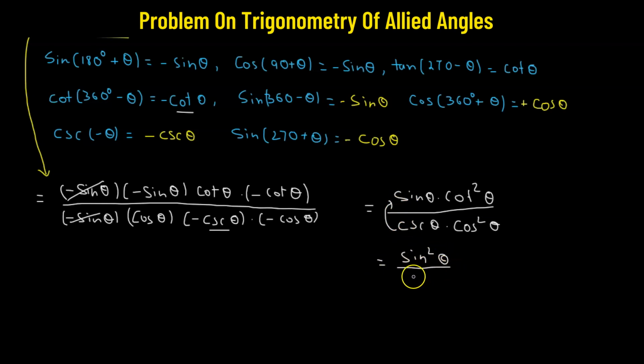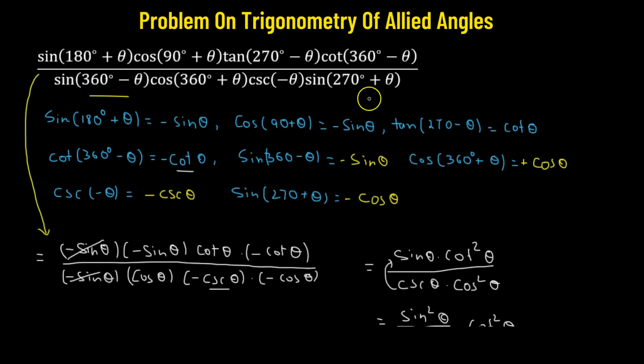So sine squared theta divided by cosine squared theta will multiply with cotangent squared theta. Now the ratio sine over cosine is the tangent function. So we have tangent squared theta multiplied by cotangent squared theta. Also, tangent theta is the reciprocal of the cotangent function, so the product must be equal to 1. So this is going to be the final value of our given trigonometric expression. So this is going to be equal to 1.